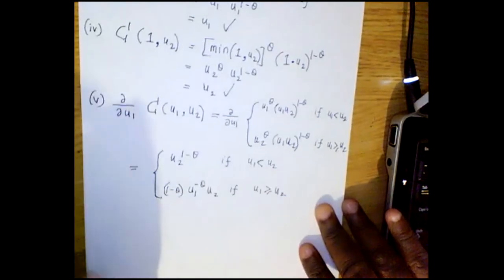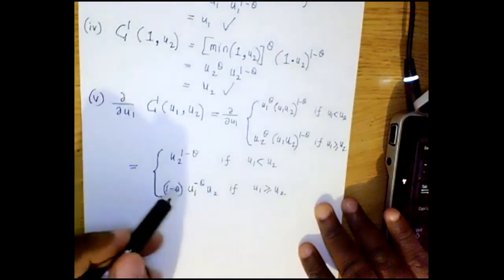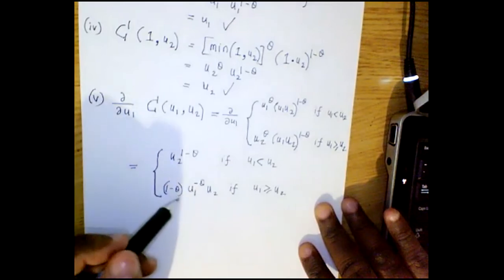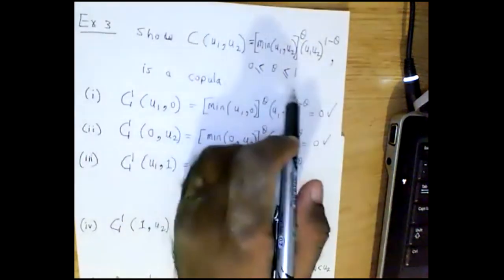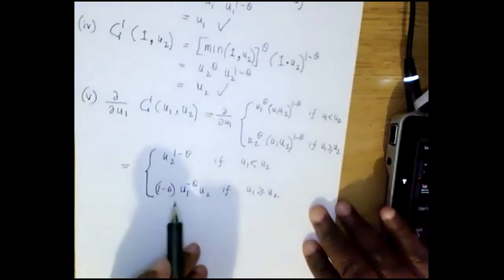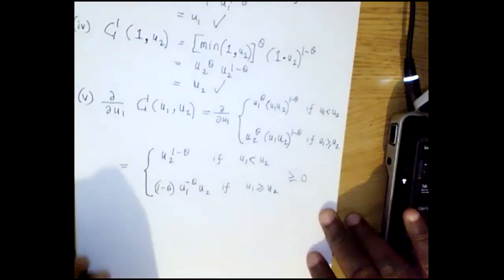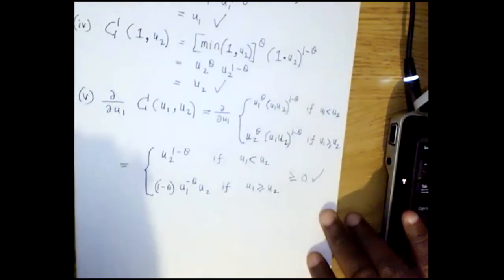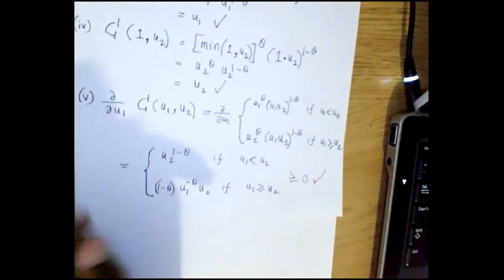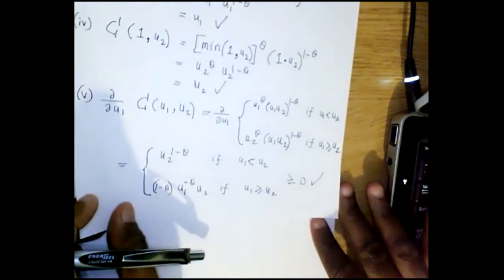Right? And both these numbers are non-negative because remember theta, as I said before, is a number between 0 and 1. So this is non-negative and this is non-negative. So both are non-negative. So condition 5 is satisfied. Okay, so this is how you will do it. Okay, and finally condition 6. Excuse me. Let me do condition 6 now. Condition 6.